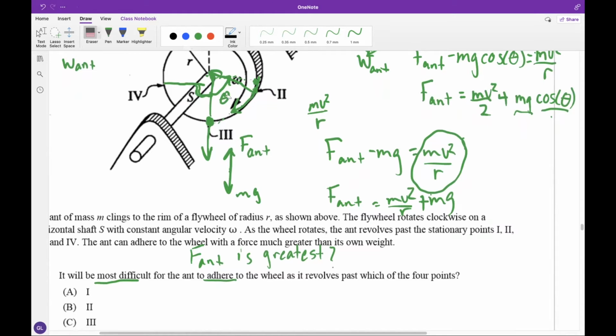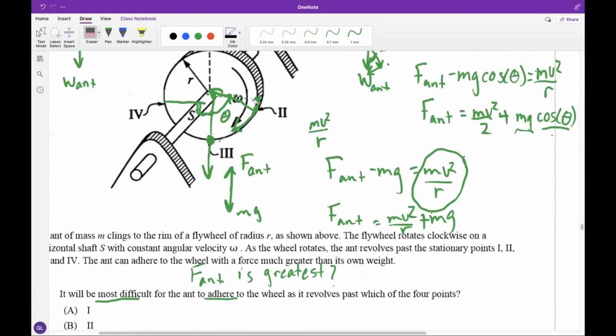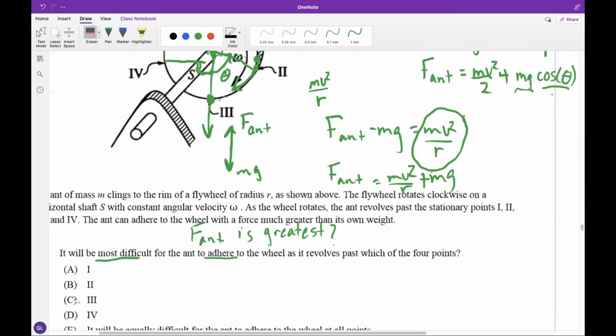So putting it all together, when would it be most difficult for the ant to adhere? Well, I think we could have answered this question hopefully by just looking at it. But think about this, like you're on the outside of a hamster wheel, and to stick to the wheel, you don't really need to stick to it on the top because you're already on it, your weight's pressing you into it. But as you start to go over, you're going to have to grab onto the wheel to stay with it. And so when you're adhering to the wheel or you're grabbing onto it, it's going to be hardest at position 3. I got you now. I misunderstood the question.